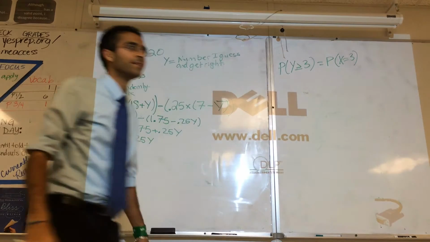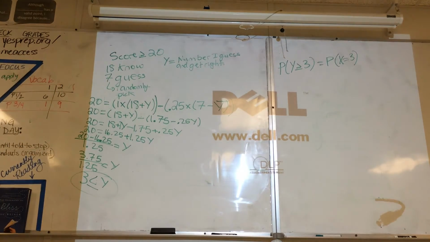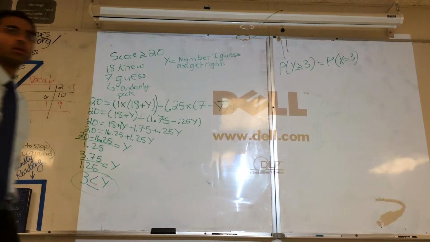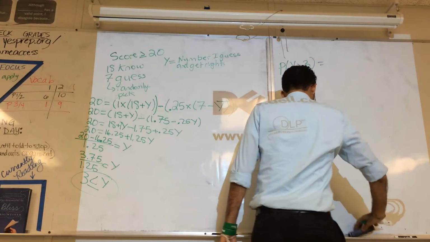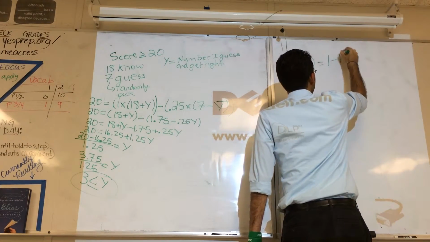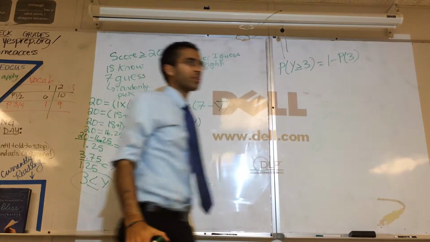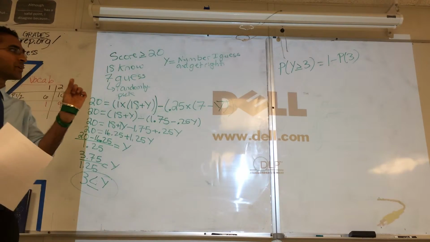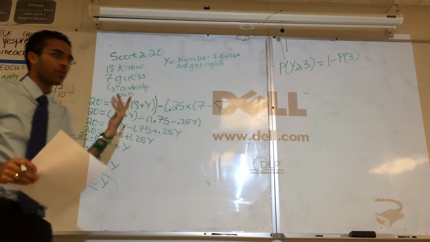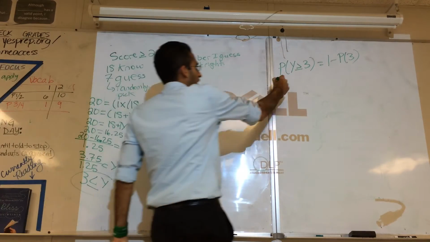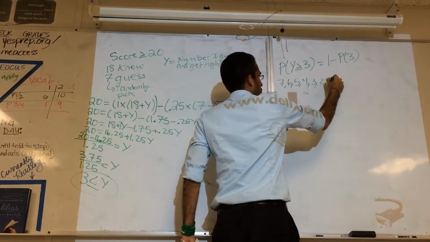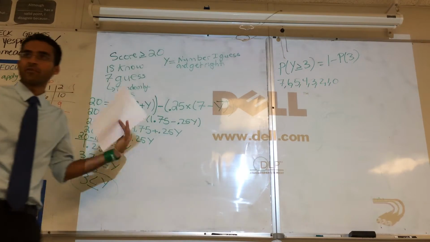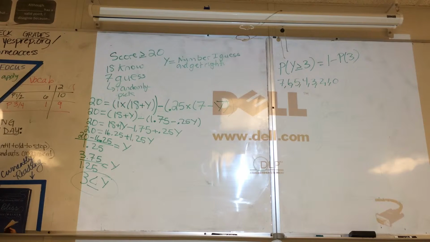Okay. Let's see if we can take the next step. Shamar? 1 minus p equals 3. So we have made some progress. We still need to make some more progress. Remember, I'm trying to find the probability that y is bigger than 3. Remember, the only possible values for y are 7, 6, 5, 4, 3, 2, 1, and 0, because there are 7 questions I'm guessing on. Eddie Paul, what do you think?